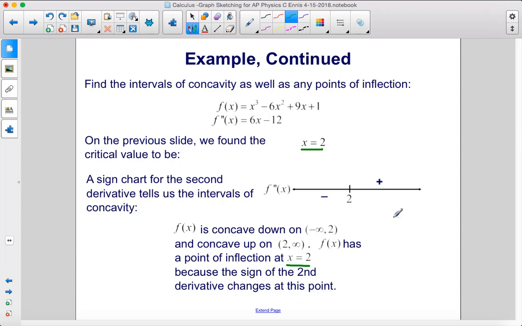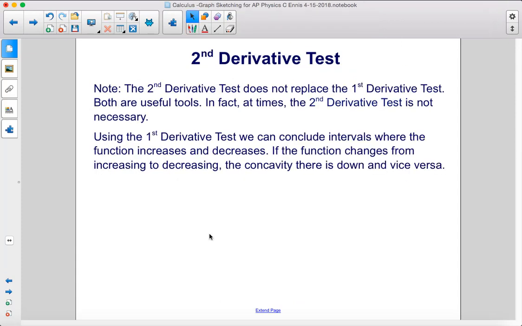changes at this point. Note, the second derivative test does not replace the first derivative test. Both are useful tools. In fact, at times, the second derivative test isn't necessary. Using the first derivative test, we can conclude intervals where the function increases and decreases. If the function changes from increasing to decreasing, the concavity there is down and vice versa.